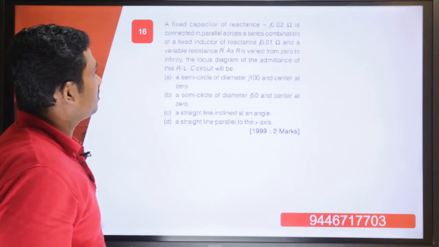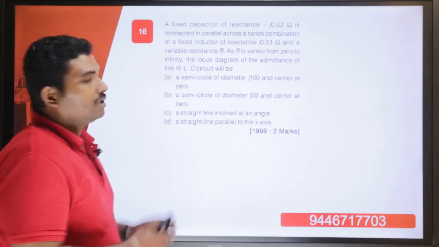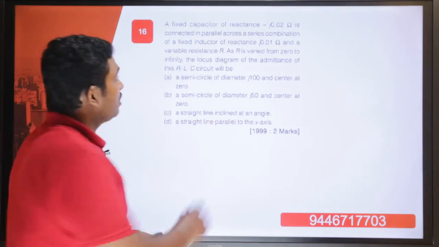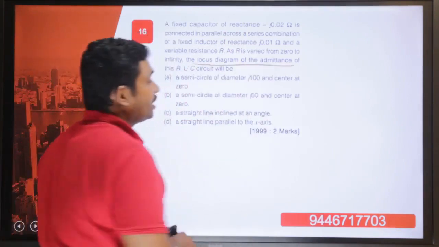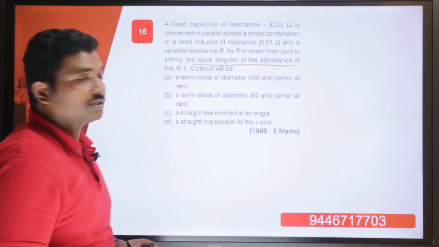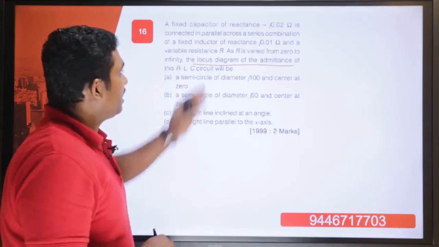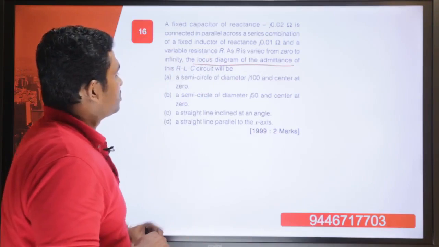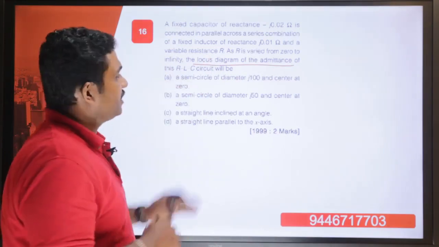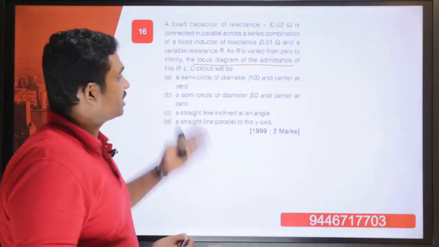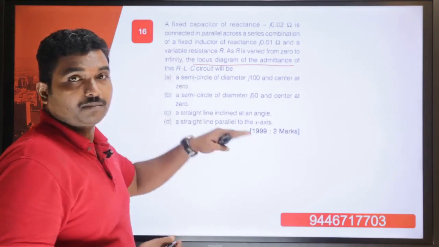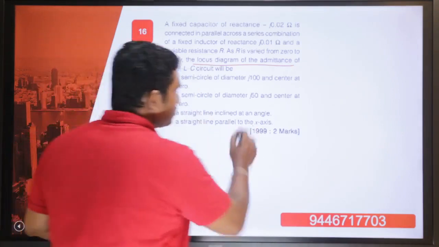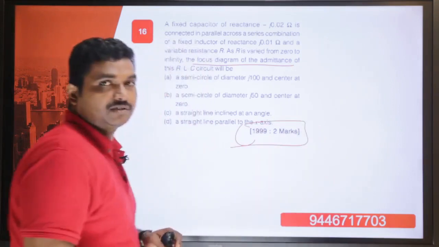Now moving to question number 16. Here also the pattern is repeated: we have to find the locus diagram. But here we are not asked for the locus diagram of the current; we have to find the locus diagram of the admittance of the RLC circuit. When you do these multiple questions, you can see the same pattern repeated again in 1991 for 2 marks. Once you do this question, you will easily get 2 marks.